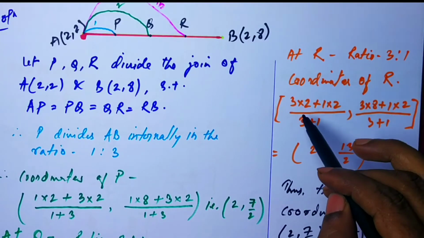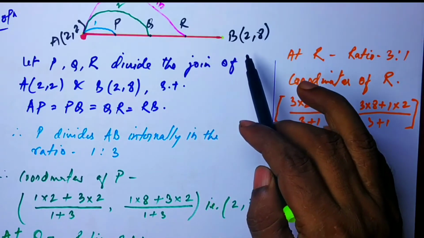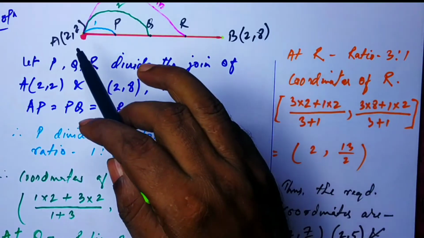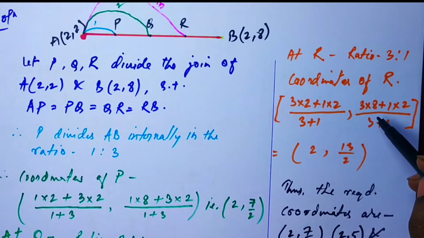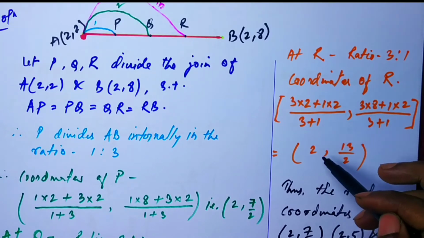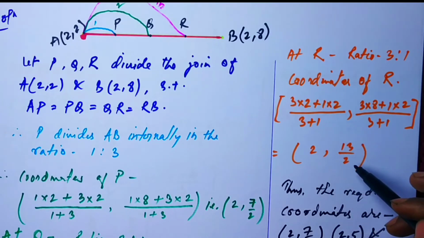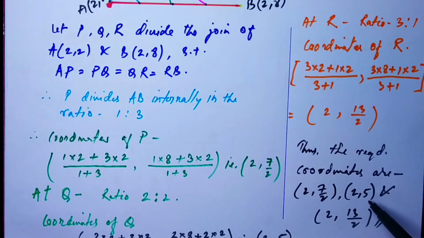At R, we have ratio 3 is to 1. Coordinate of R is 3 into 2 plus 1 into x1, which is 2, divided by 3 plus 1, and 3 into 8 plus 1 into 2 divided by 3 plus 1. By calculating we get (2, 13/2). Thus the required coordinates are (2, 7/2), (2, 5) and (2, 13/2), which is our answer.